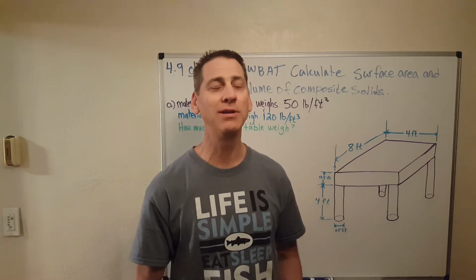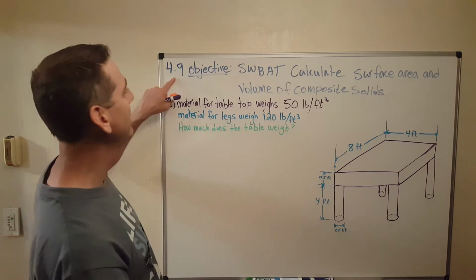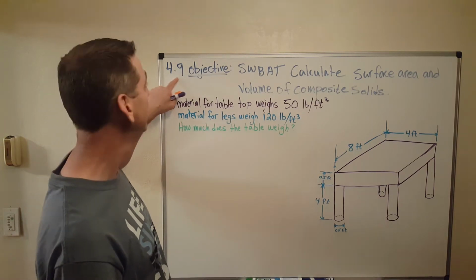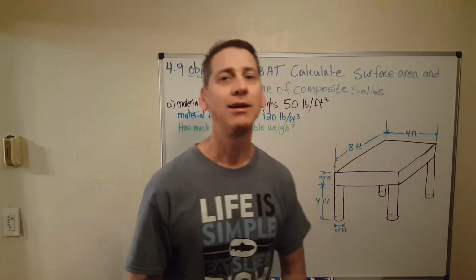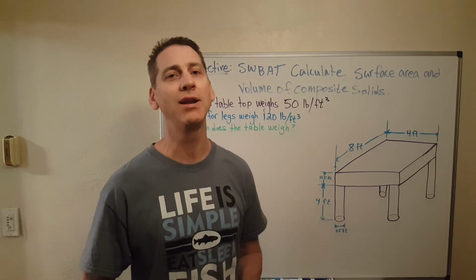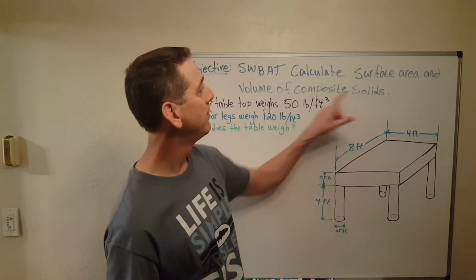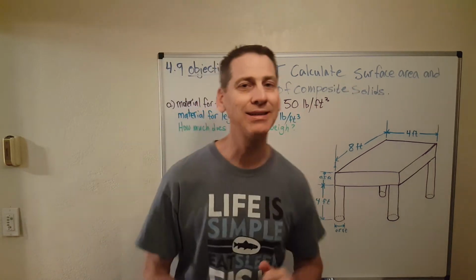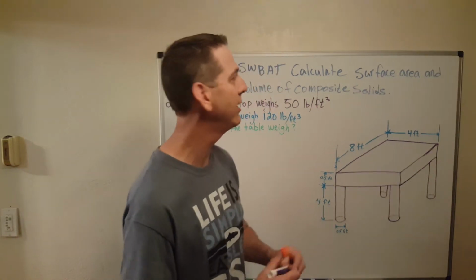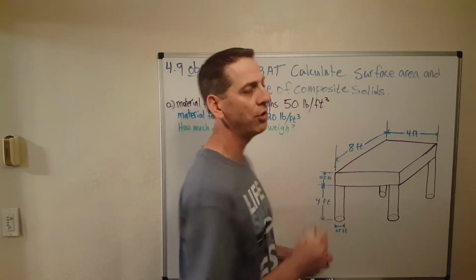All right, so this is lesson 4.9, that's unit 4 in the GED text, lesson 9. Our objective is that we're going to learn how to calculate the surface area and the volume of composite solids. And on this video, we're just going to be looking at volume.